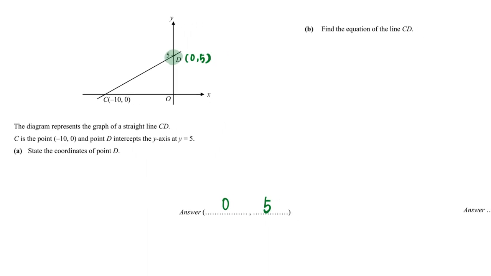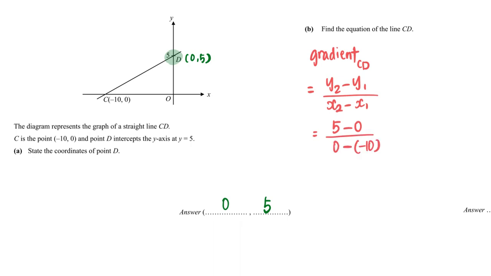Then we are next supposed to find the equation of this line CD. So step 1 is always very straightforward. Every time we find an equation, we must know the gradient. So y2 minus y1 over x2 minus x1. So in this case here, I would probably go with 5 minus 0 over 0 minus negative 10. This will give me a value of 0.5.